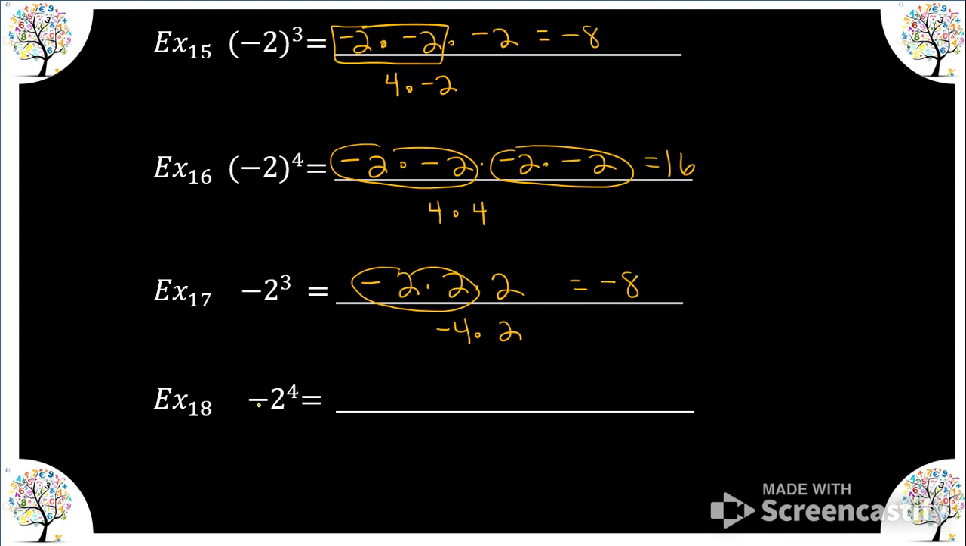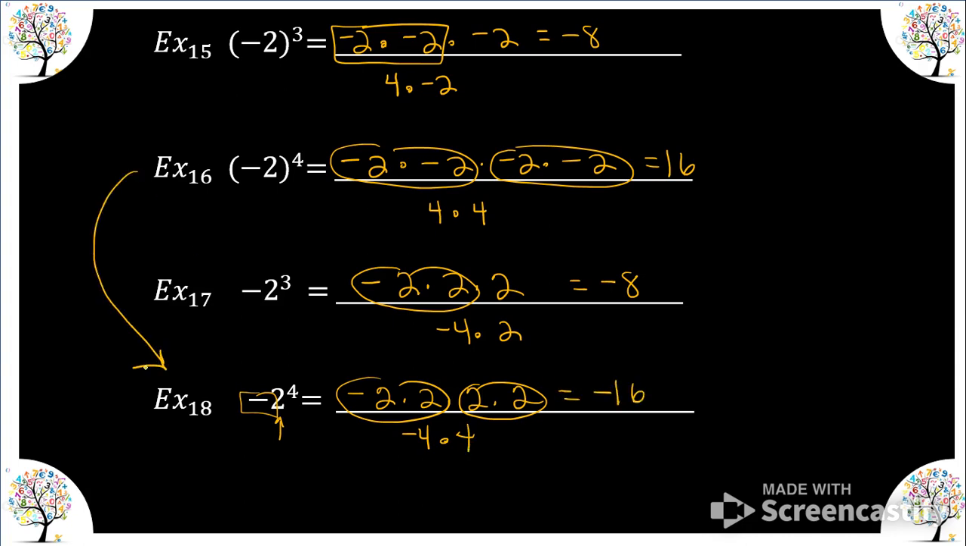Here we have -2 to the fourth. Our base is 2. We have 4 2's being multiplied with an understood negative out front. So we have negative, and then we have 2 times 2 times 2 times 2. So we're going to get -4 times +4, which gives us -16.